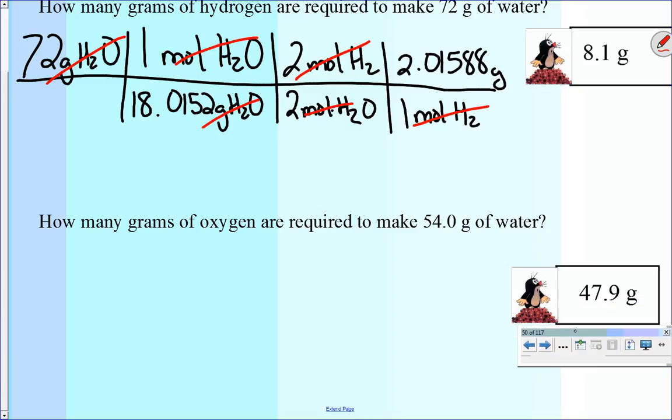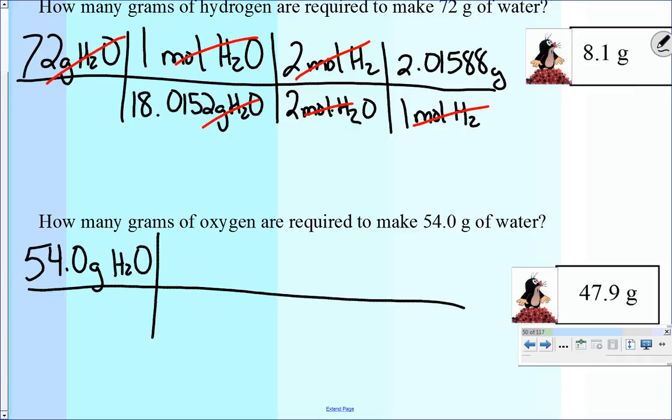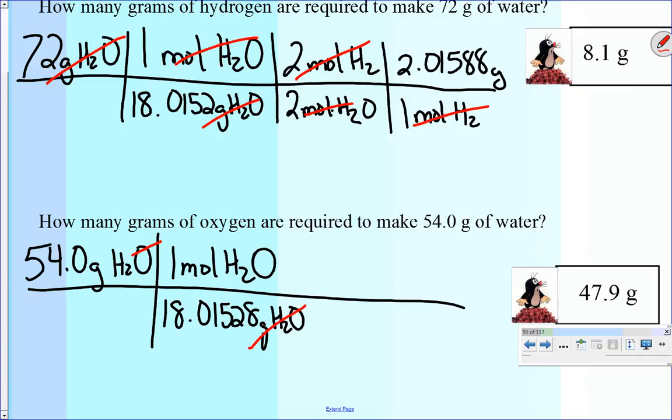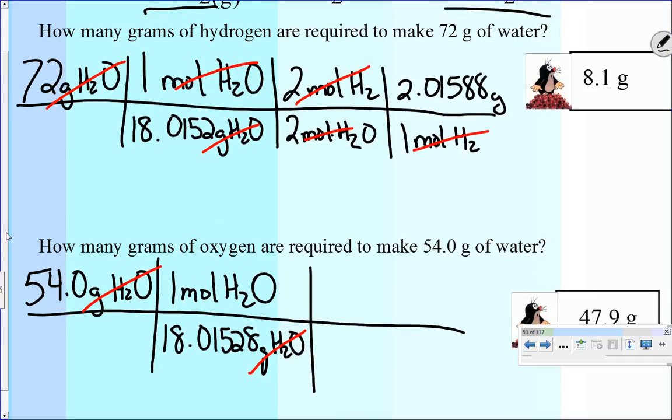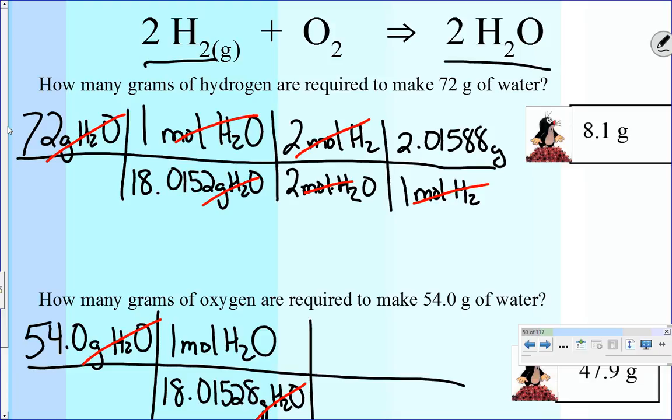If you did not get 47.9 for the second one, here's your work for that one. We're starting with 54.0 grams of H2O. First, we've got to put that into moles, a little GFM action. This has now gotten rid of my grams of H2O for me. Our next conversion factor, we've got to get rid of moles of H2O. So I want to compare O2 and water. So I'm comparing this guy right here and this guy right here. So this is a 1 to 2 ratio.